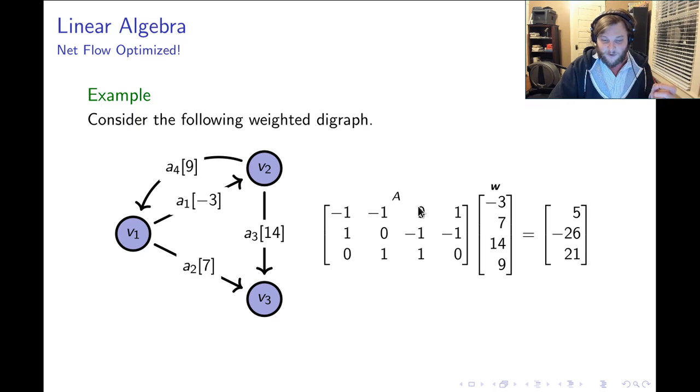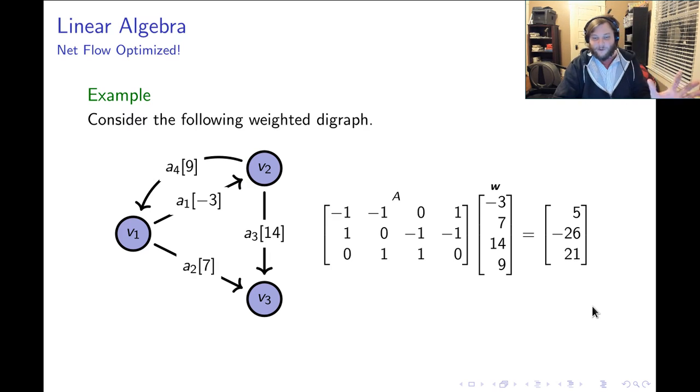So I can multiply my incidence matrix by my weight vector. And remember, mechanically what this means is that I'm looking at a linear combination of the columns of the incidence matrix, where I use the scalars in the vector I'm multiplying by in the linear combination. So I'll take -3 times this first column, plus 7 times the second column, plus 14 times the third column, plus 9 times the fourth column. And when I do all that arithmetic, I end up with 5, -26, 21.